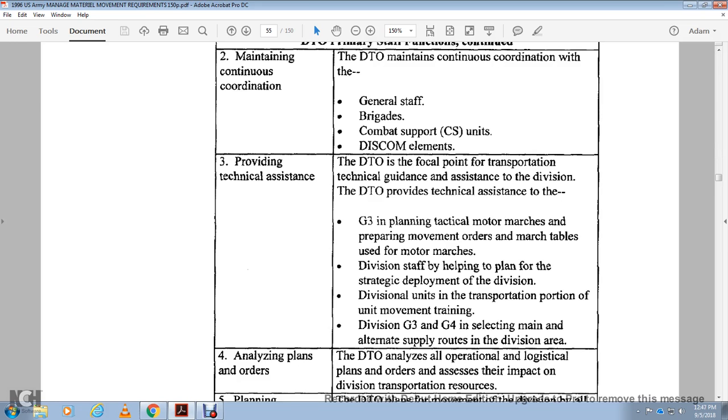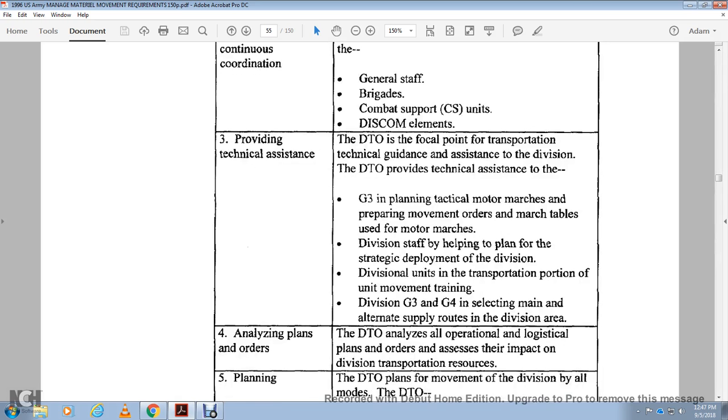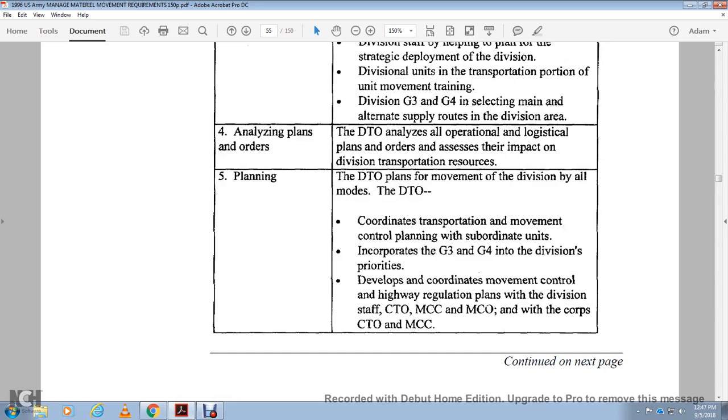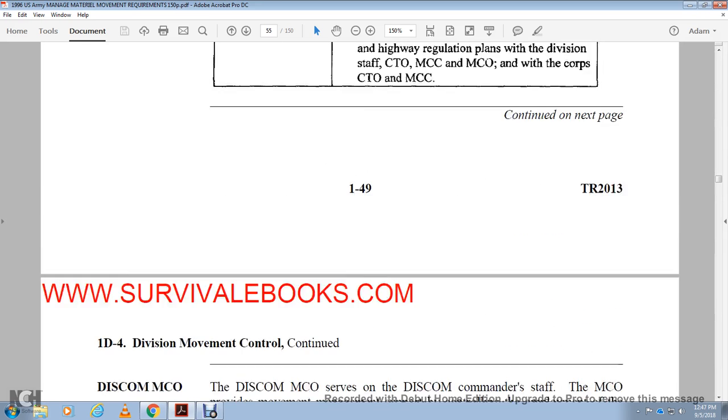The division transportation officer is the focal point of the transportation technical guidance of the system: division transportation technical assistance, G3 planning, technical motor march planning, the planning of the movement of order march tables, to the motor march of the division staff, helping plan the strategic deployment of the divisional unit, the transportation portion of the unit moving training. Divisional G3, G4 select mainly alternate supply routes in the division area, analyzing plans and orders. The division transportation officer analyzes the operational logistic plan with orders and assesses the impact on the divisional transportation resources, planning with the move of the division, coordinating the transportation movement, the control panel, planning with the subordinate unit, incorporating with the G3, G4 into the division priorities, and developing a coordinated movement and highway regulation plan with the division and staff of the CTO, MCO, within the corps CTO, MCC.